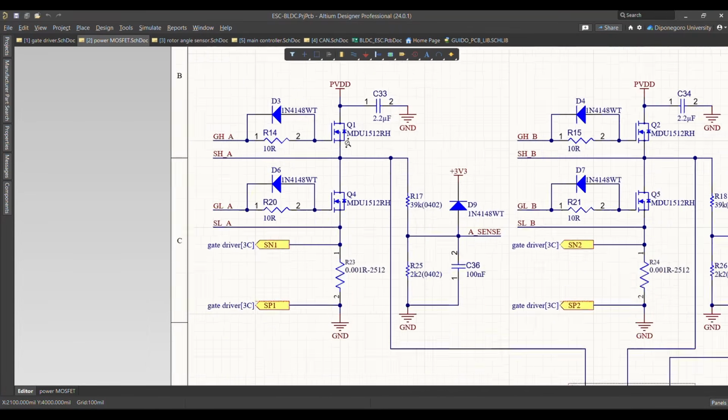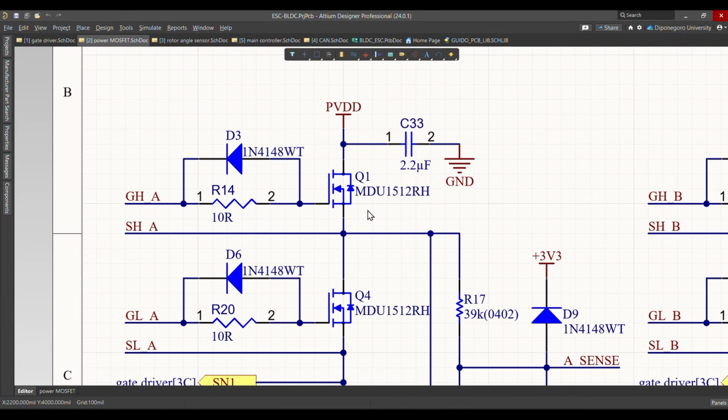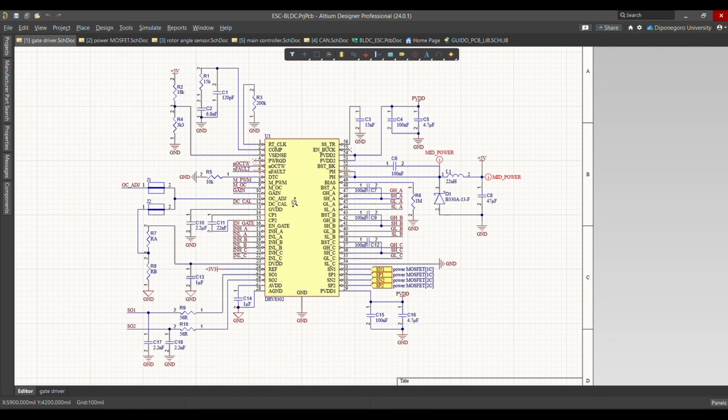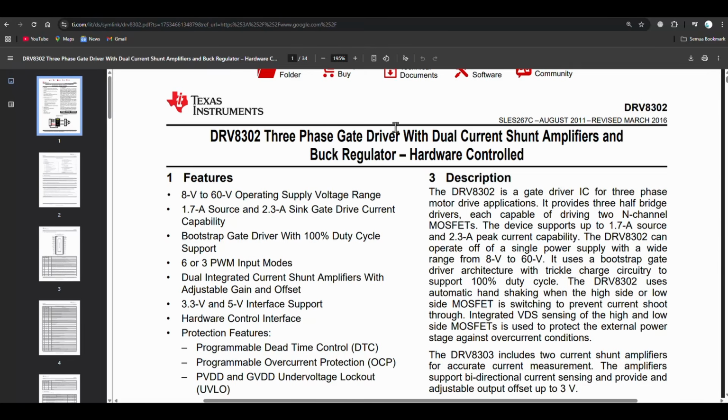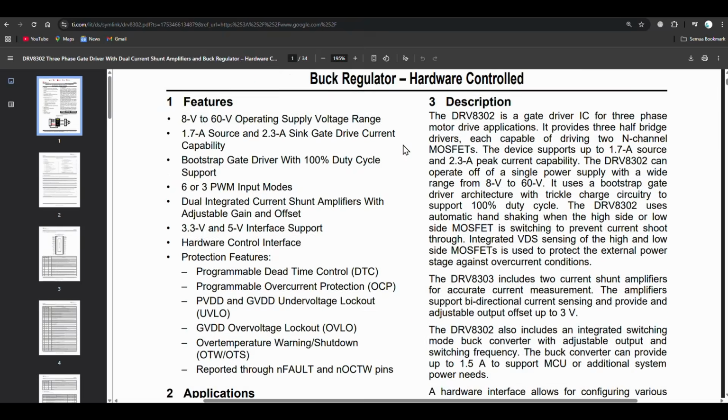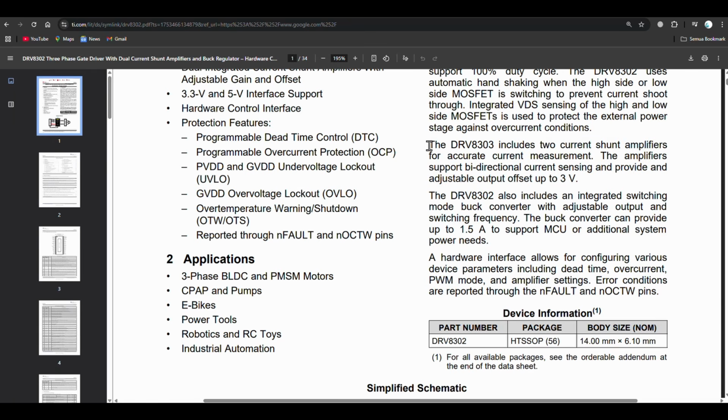Key hardware components for FOC include an inverter, current sensors, a rotor position sensor, and of course, a microcontroller. For this implementation, I used MDU 1512 MOSFETs and a DRV8302 gate driver as the inverter, configured in 6-mode PWM. The DRV8302 includes a differential amplifier for current sensing from shunt resistors and an internal buck converter to supply power to other components like the microcontroller.